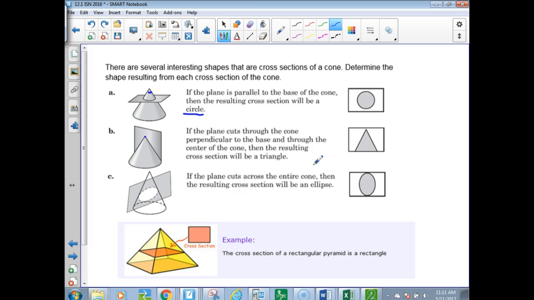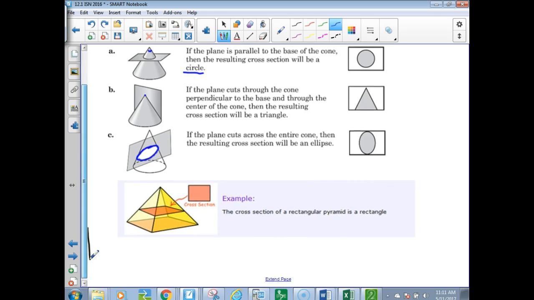So I just did a demonstration to the class with a physical cone. All right, so it's going to be a triangle if it goes through the tip straight down, and it's going to be an oval if it's going this way, at an angle.